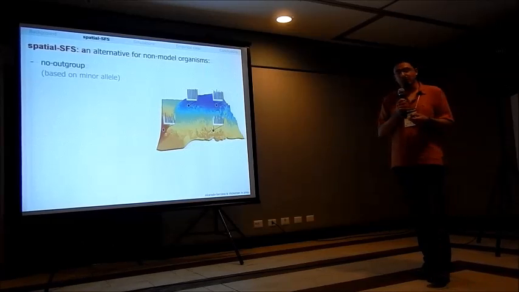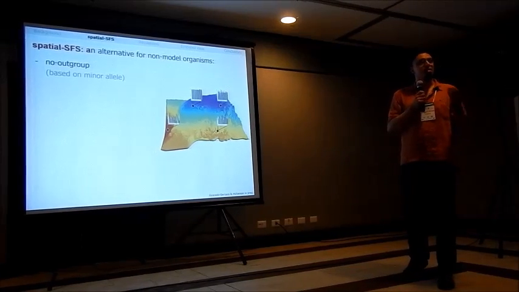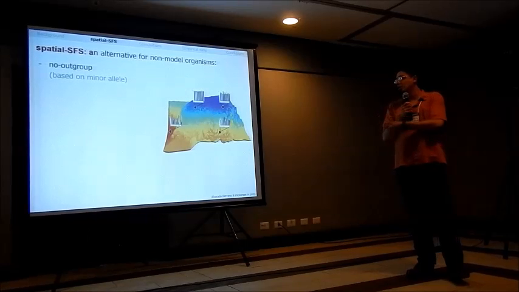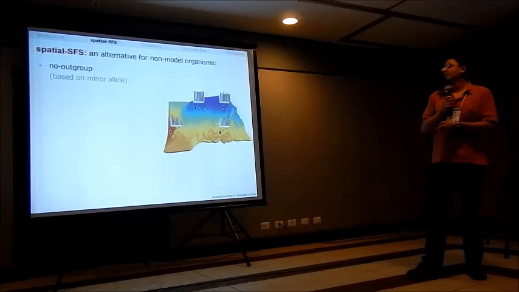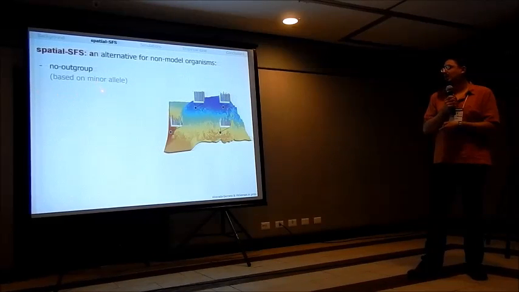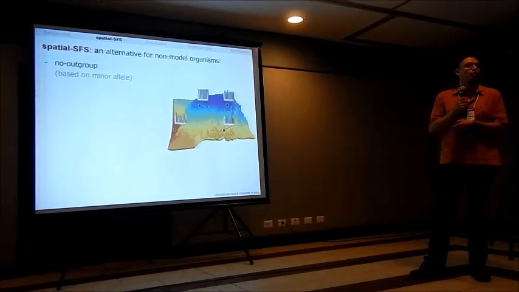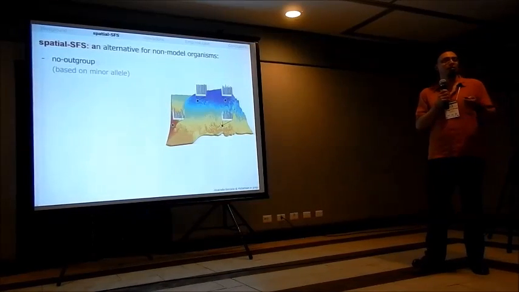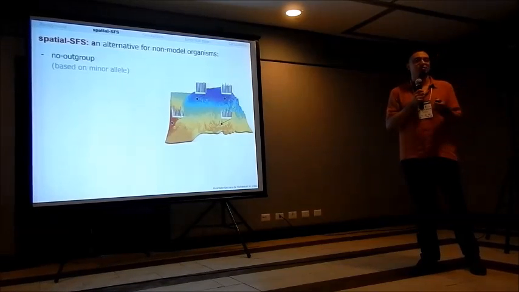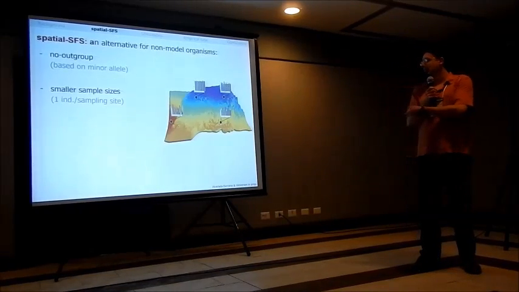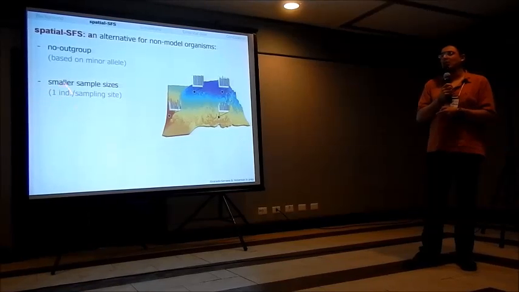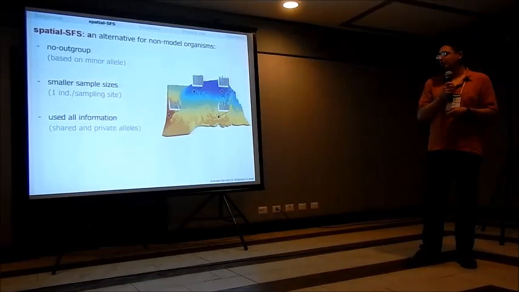So we came up with this idea of trying to find a statistic that works in these more challenging circumstances, one in which you don't have any outgroup. Basically, we got around that by using the minor allele as opposed to the derived allele. The minor allele is nothing else than the allele at the lowest frequency in your sample. We developed it also for much smaller samples, so we're only using one individual per locality.